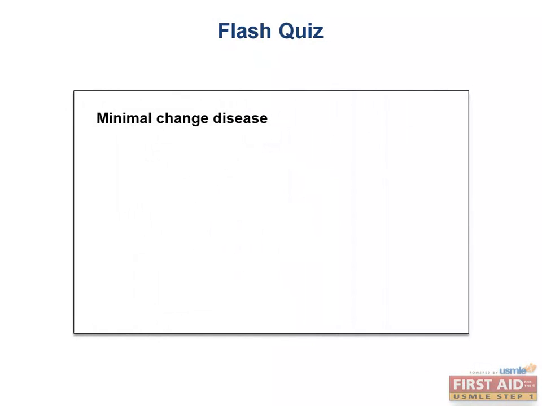The answer is minimal change disease, MCD. Now I know what you're thinking. That throat infection sounds a lot like strep throat. So this has to be post-streptococcal glomerulonephritis. But if you just remember the difference between nephritic and nephrotic, you'll see why that can't be the case. First of all, since post-strep GN is nephritic, you would expect to see some fever and hematuria with the edema. But we didn't see that.